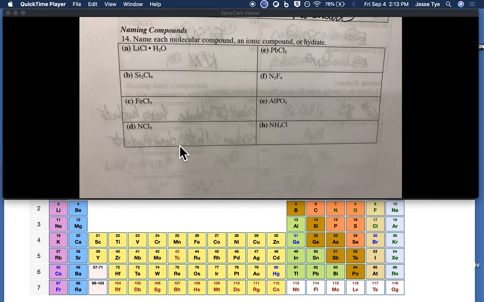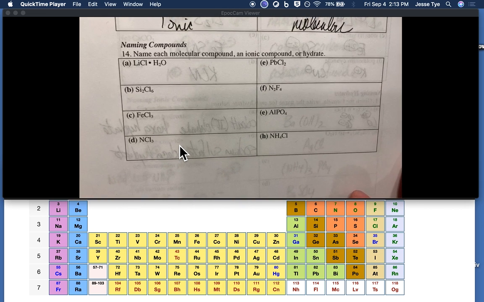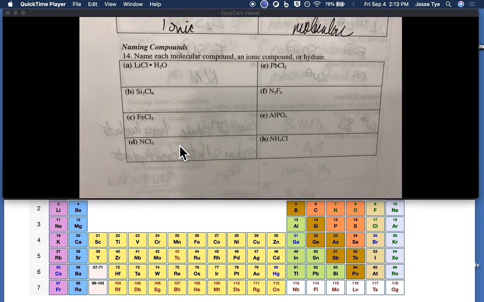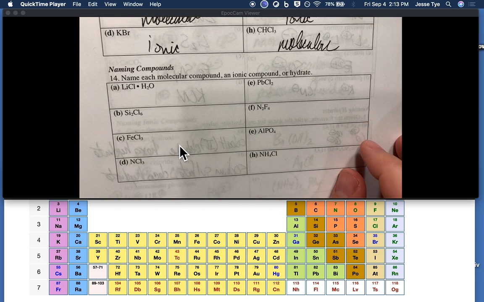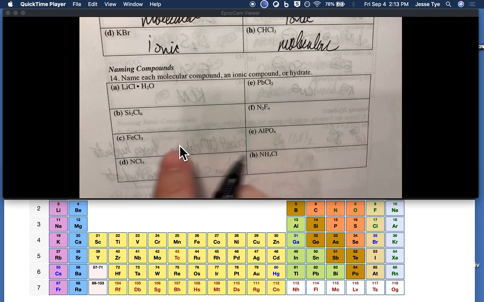In problem 14 here, and you very well may see a problem like this, I haven't indicated for you whether it's molecular, ionic, or hydrate. And so you'll need to figure that out because the naming rules are going to be different, whether it is a molecular compound, ionic compound, or a hydrate. So let's go through and identify our molecular compounds and name those first.